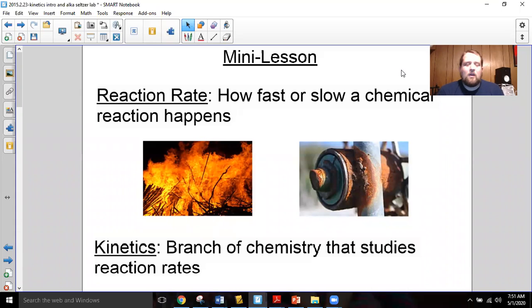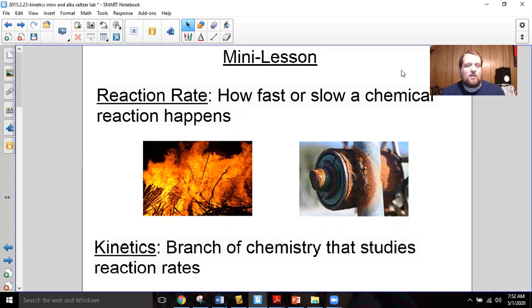Hello. These are the notes about reaction rates. They kind of summarize what we've been learning about over the last few days. So first, reaction rates is just how fast or slow a chemical reaction happens. We have fast reactions, we have slow reactions.